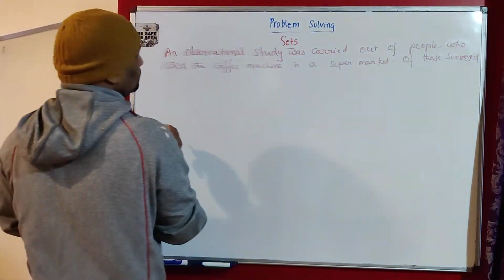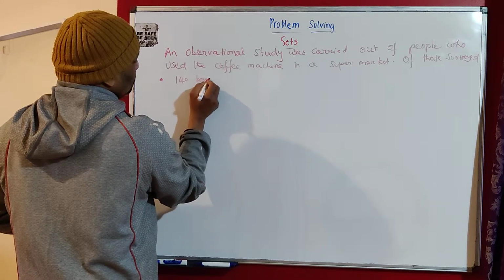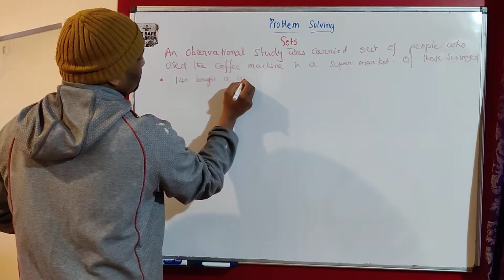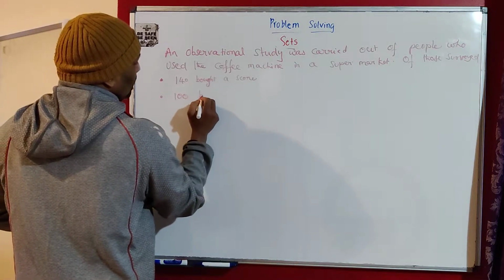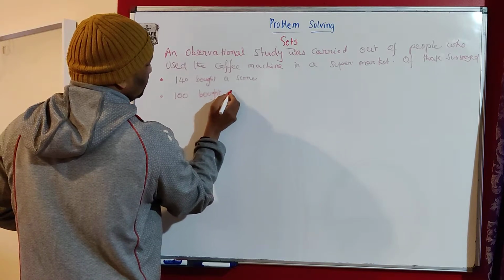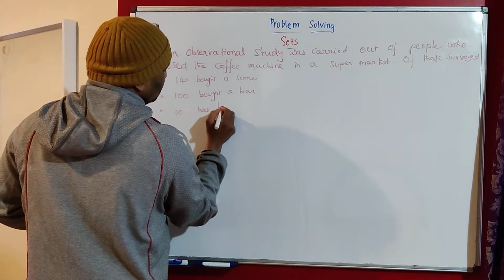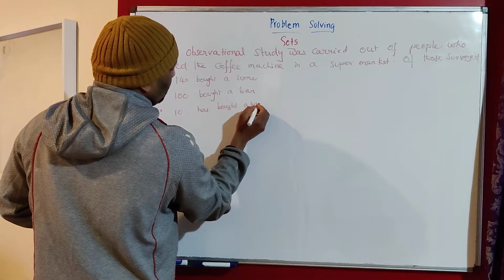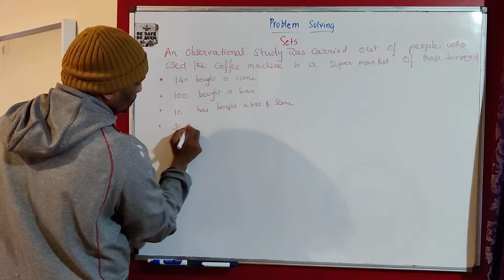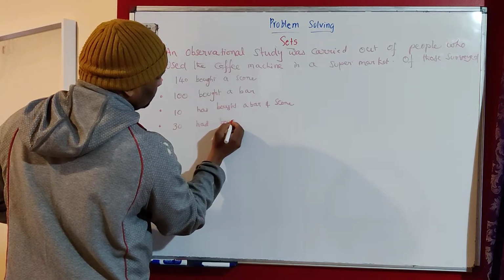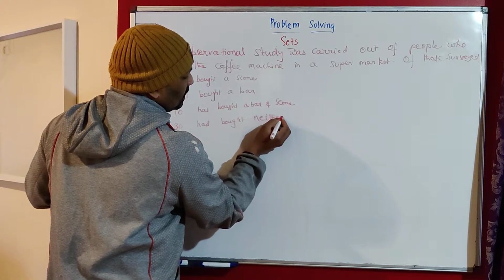140 had bought a scone. 100 had bought a chocolate bar. 10 had bought a bar and a scone, and 30 had bought neither a bar nor a scone.